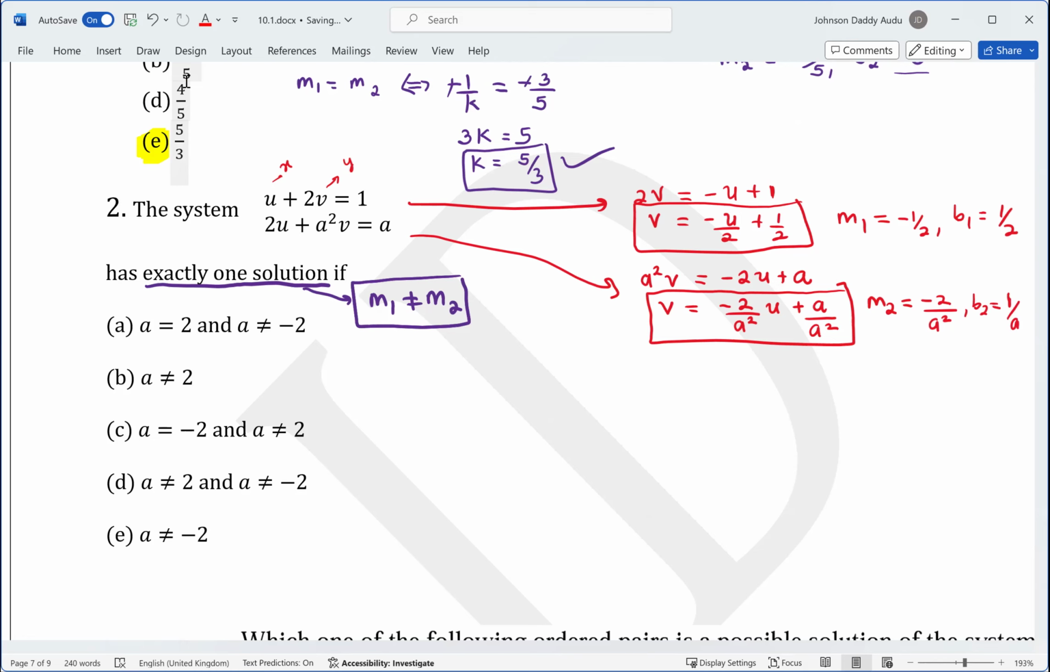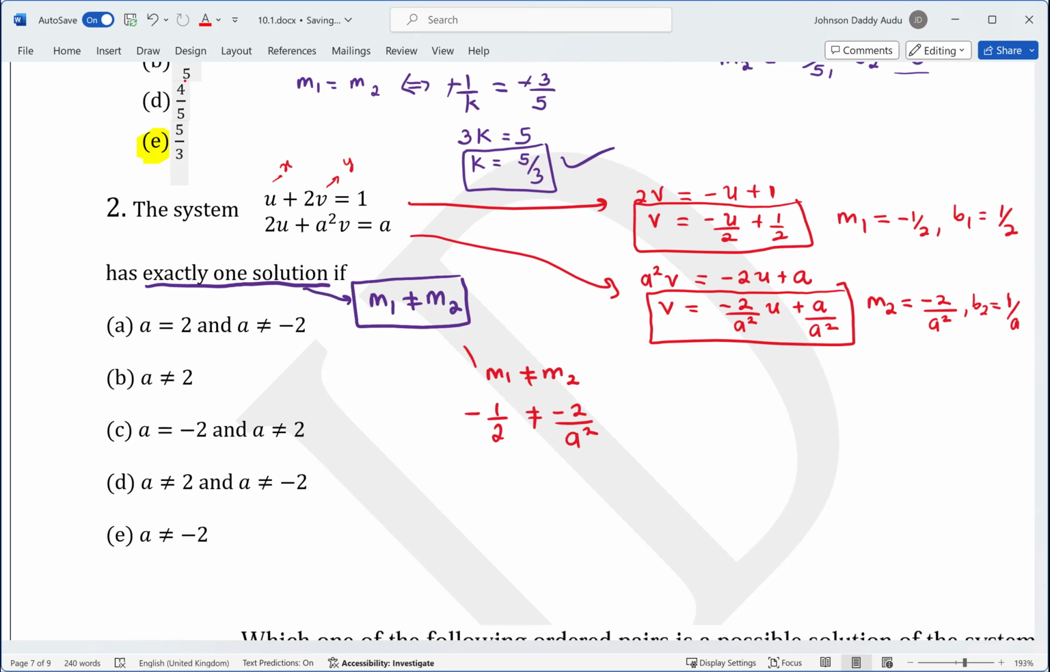Now, since we're dealing with exactly one solution, all we need to make sure is that the slopes are not the same. So we will use this one, M1 not equals to M2. What does that mean? What is M1? It means that minus half is not equals to minus 2 over what? A squared.